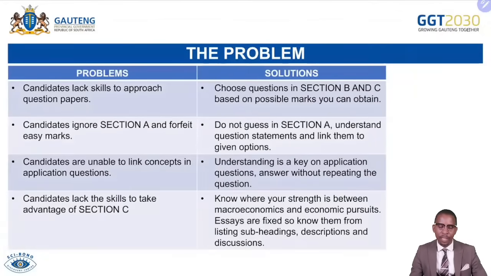What is the problem that we are having in economics? Candidates lack skills to approach the question paper. How can you solve that issue? You choose questions in section B and section C based on the possible marks that you think you can obtain. But you don't follow your friends as they choose. There's not even time to see what they choose, by the way. You choose according to your strength. As you are given 10 minutes reading time, you check questions that you think will be appropriate for you to answer. And then you do what we call an opportunity cost to check which one will give you more marks than the other one. Then you choose those questions that will give you more marks in terms of section C as well as section B.